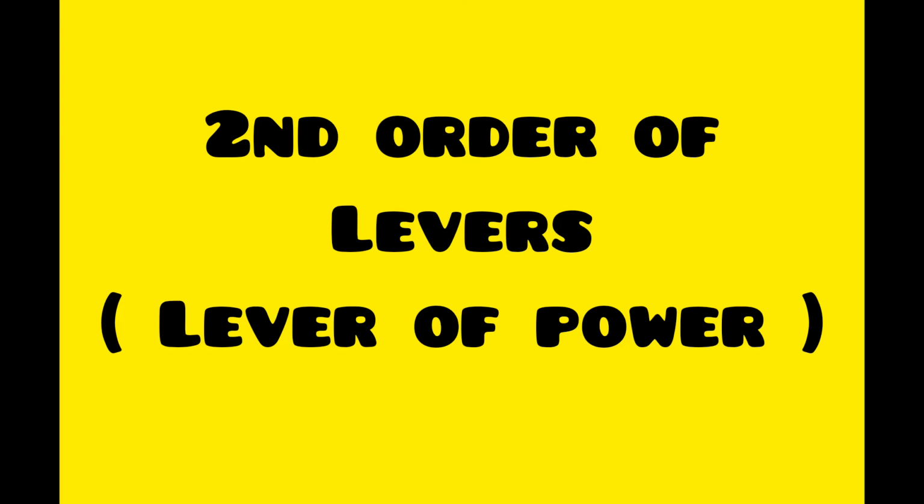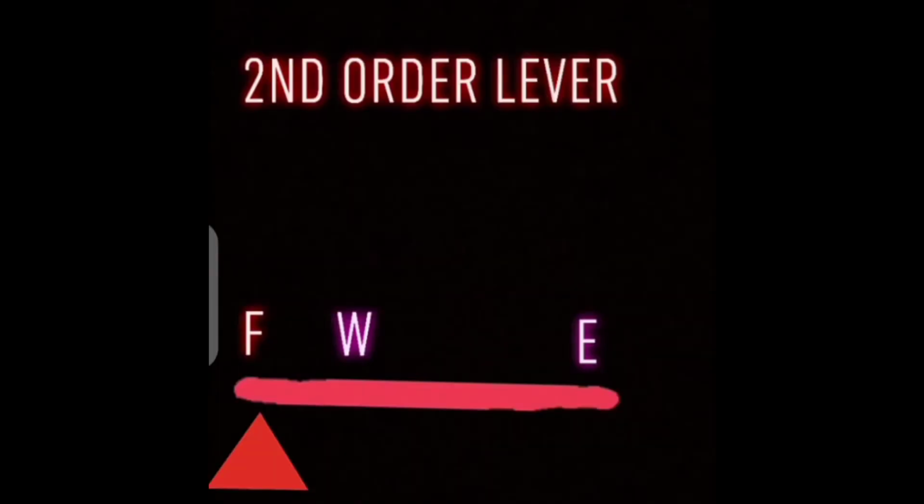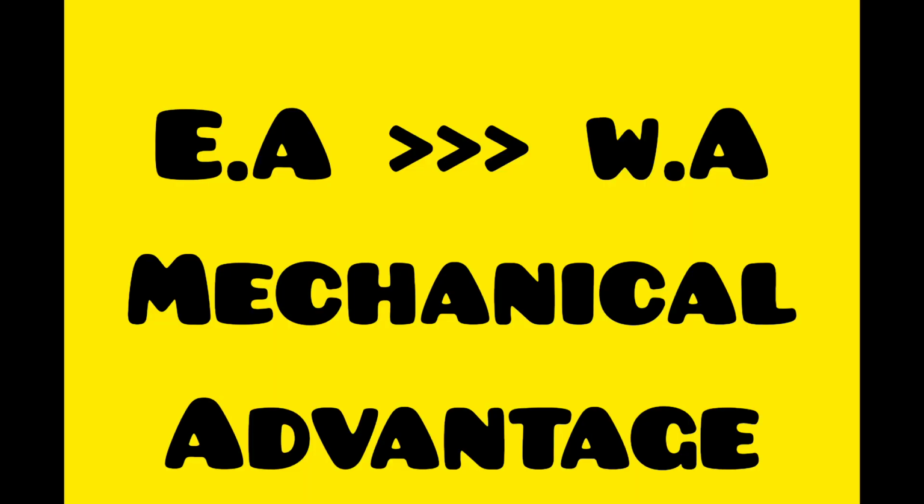Passing towards the second order of lever. The second order of lever is the lever of power. The weight is between the fulcrum and the effort. Effort arm always exceeds the weight arm in the second order of lever, so there will always be a mechanical advantage.